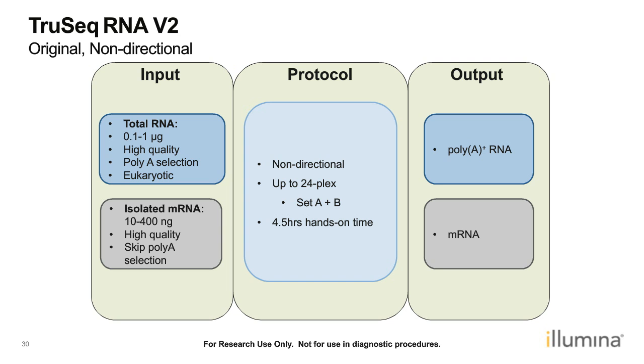The second type of input that can be used is previously isolated mRNA. If using isolated mRNA, you can use 10 to 400 nanograms of high quality input, but you will skip the poly-A selection step. This is a non-directional workflow, which means that if knowing sense versus antisense information is important to you, this may not be the kit to use. You can multiplex up to 24 samples, and it requires 4.5 hours of hands-on time. Our output here is our poly-A selected RNA and mRNA.